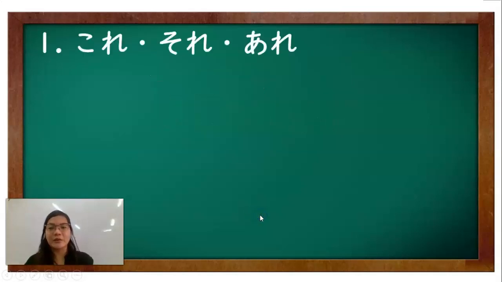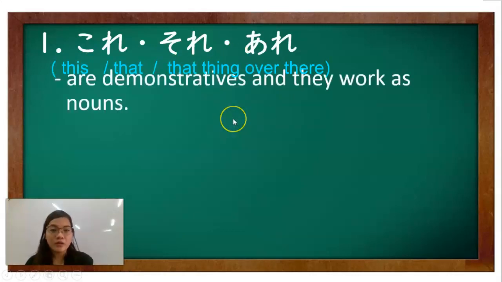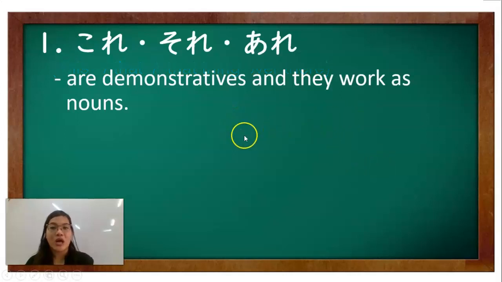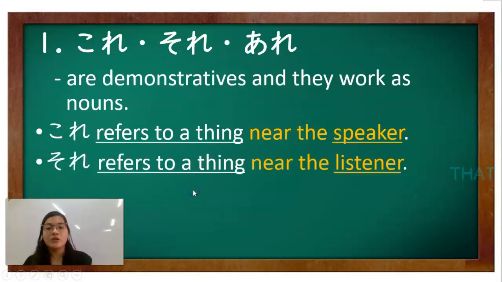Okay, so this is our lesson 2, and the first part of this is about kore, sore, are. These are demonstratives and they work as nouns. Kore refers to a thing near the speaker, so kore is malapit sa'yo. Sore refers to a thing near to the listener, so malapit sa kausap mo or sa nakikinig sa'yo.